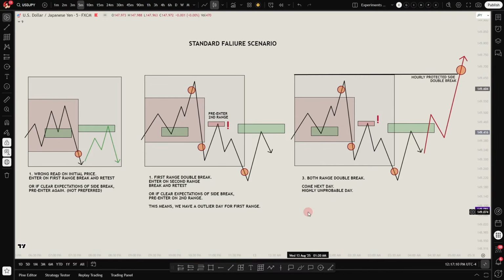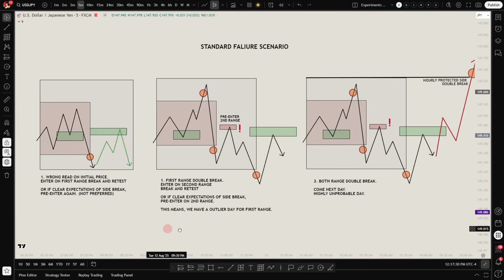In summary, failure on pre-entry, wait for break and retest. First range double break, shift focus to second range. Both ranges double break, walk away. No trades for that session. This mindset keeps you consistent and prevents overtrading on statistically rare scenarios.